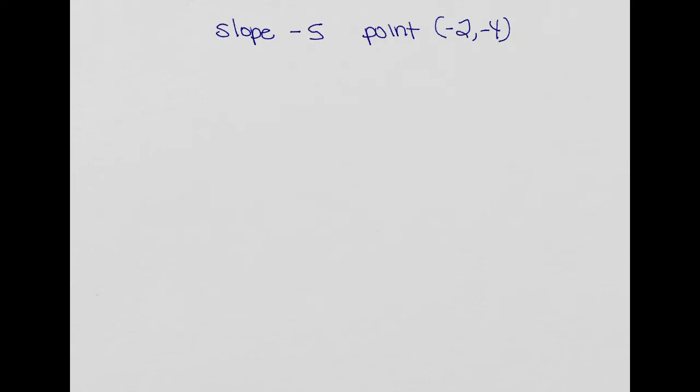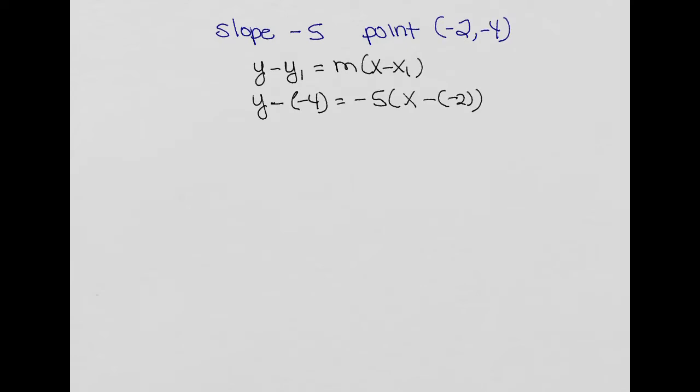Here's another one, and we're just doing the same thing. Has the same directions, and this time our slope is negative 5, and the point is negative 2, negative 4. So again, we're going to start with point-slope formula. And we're just going to substitute the values in that we've been given. So y minus a negative 4, and our slope is negative 5, and x minus a negative 2. So when you have y minus a negative 4, that's actually y plus 4. Negative 5 times x plus 2.